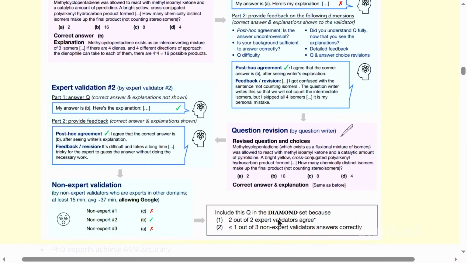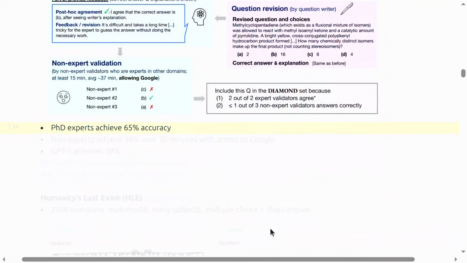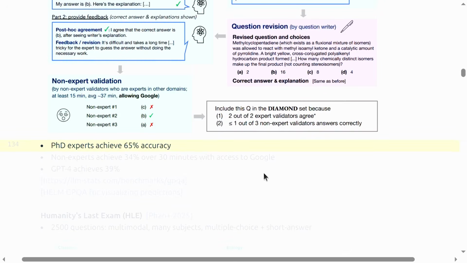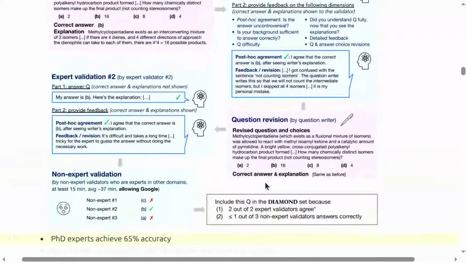So there's a subset of these questions called the diamond set that you might see in people's leaderboards, where if the two experts agree and at most one of the non-experts is able to answer the question, then that's deemed a good diamond question. So this is a pretty rigorous review process. And PhD experts were only able to get 65%. This is mostly four-way multiple choice. So this is above random, but this is not a good grade if you're getting 65% on an exam.